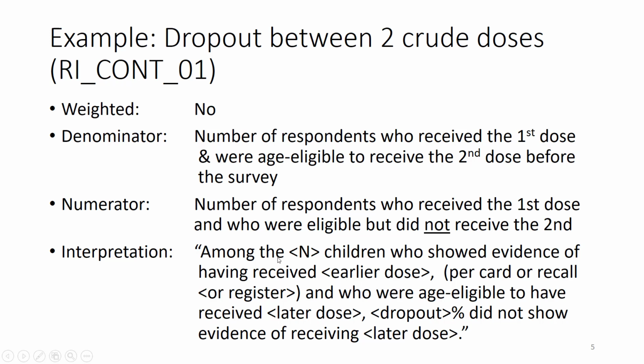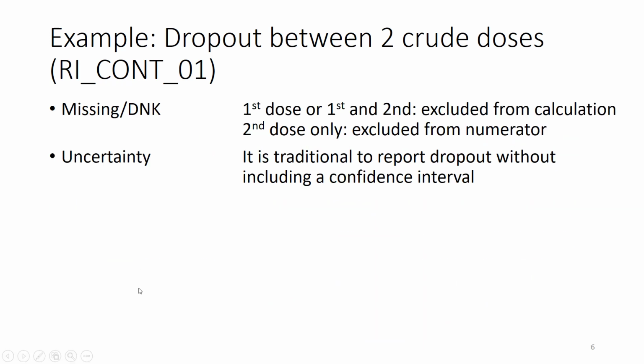The way we would use this in an English sentence is to say, among the N children who showed evidence of having received the earlier dose and who are age eligible to receive the later dose, the estimated proportion, or the calculated proportion, did not show evidence of receiving the later dose. In this case, if they are missing the data for the first dose and for the second dose, then they're excluded from the calculation. If they didn't get the first dose, then they're not part of this calculation. If they're missing the data for the second dose only, if they say they don't know whether they received the later dose or not, then they're counted as unvaccinated for the second dose, and they are in the denominator but not the numerator. And it's traditional in vaccination coverage to report dropout without including a confidence interval.